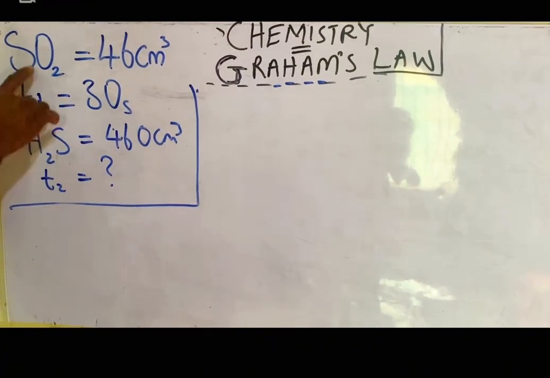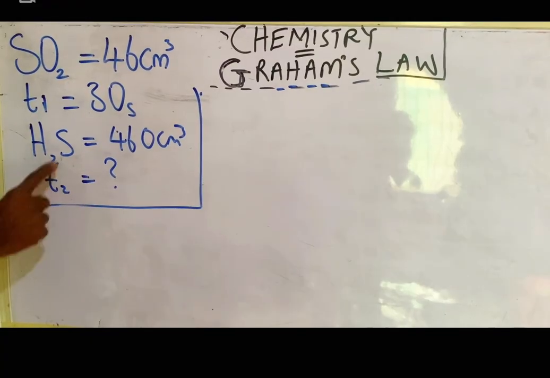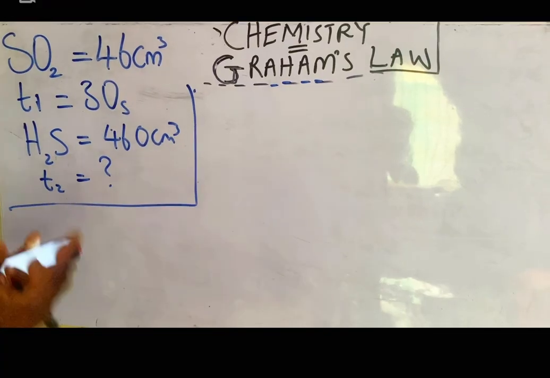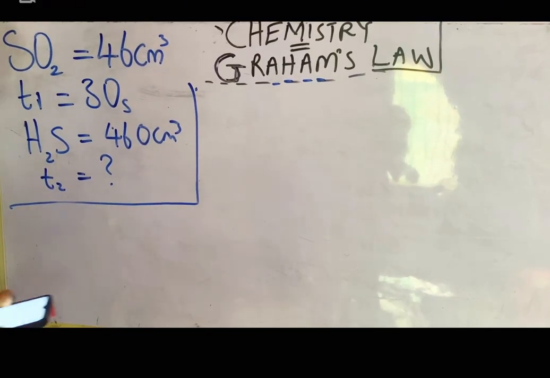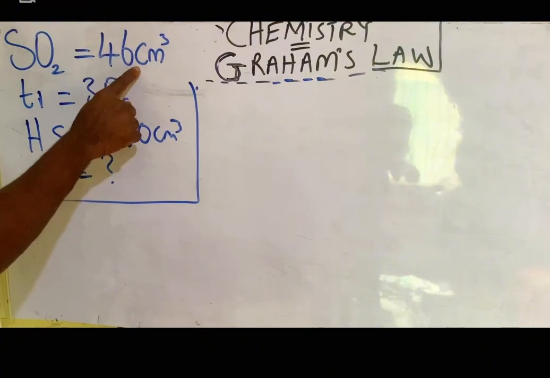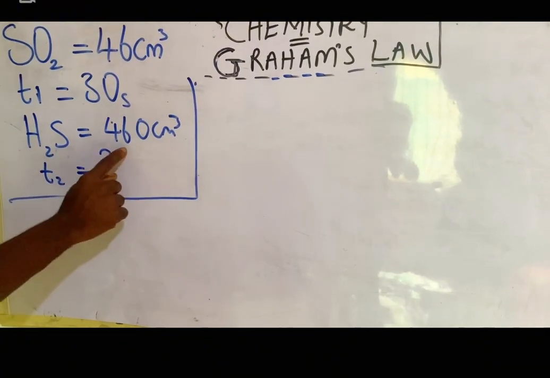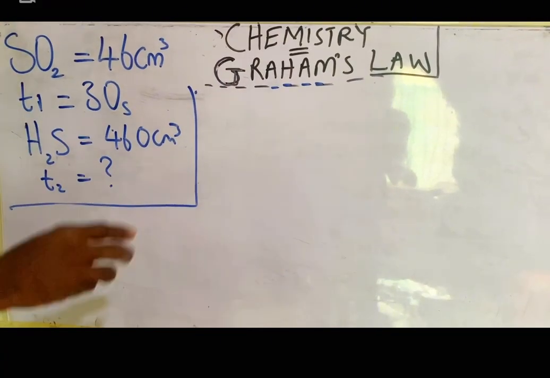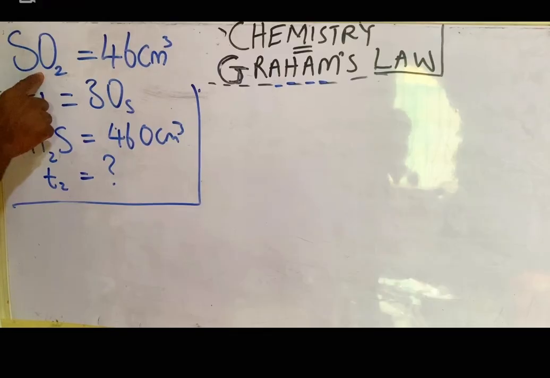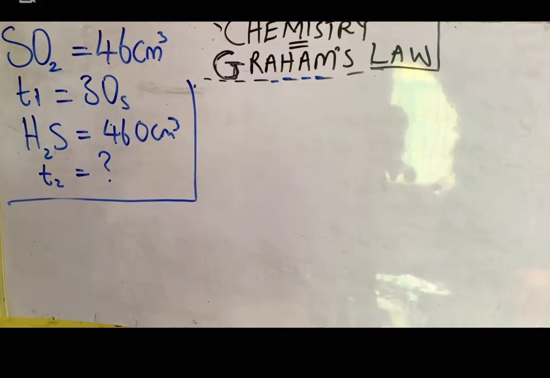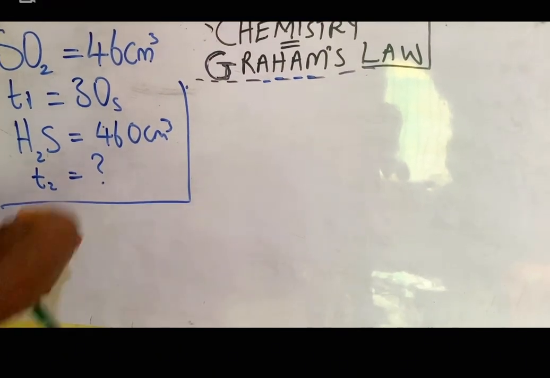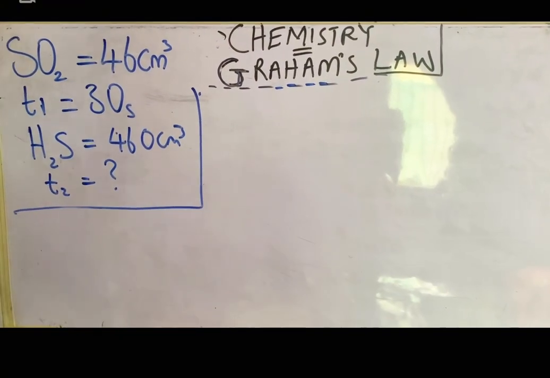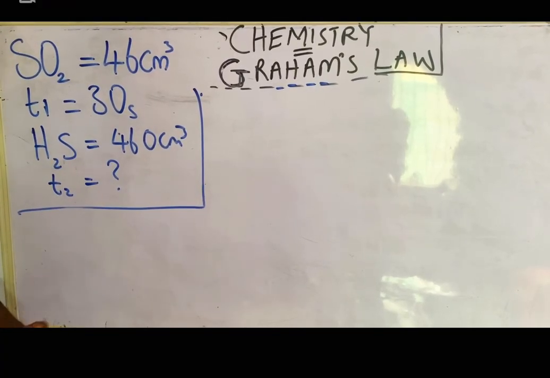And the first gas is sulfur 4 oxide. And the second gas is hydrogen sulfide. And in this case, they said the volume of the two gases are equal. So in this case, we said sulfur 4 oxide, which is 460 cm3, and hydrogen sulfide, which is also 460 cm3. But in the question, it took 30 seconds for sulfur 4 oxide to diffuse through that partition. Now they are asking, how long will it take hydrogen sulfide to diffuse through that same partition? So we are only looking for the time taken for hydrogen sulfide to diffuse.